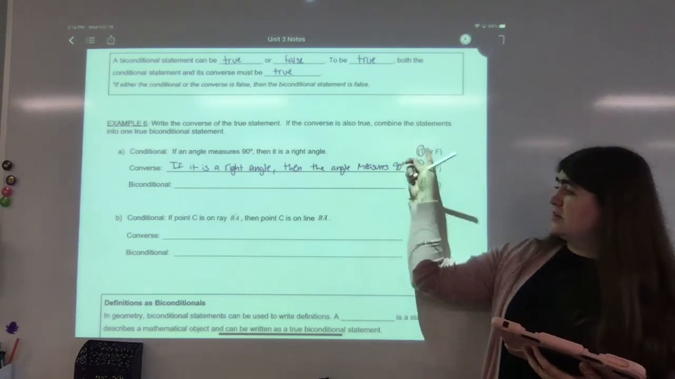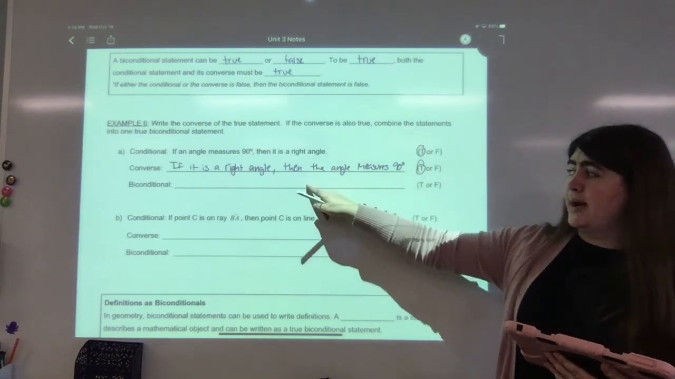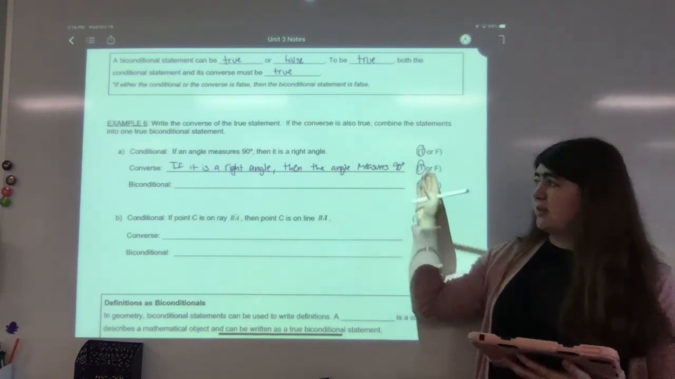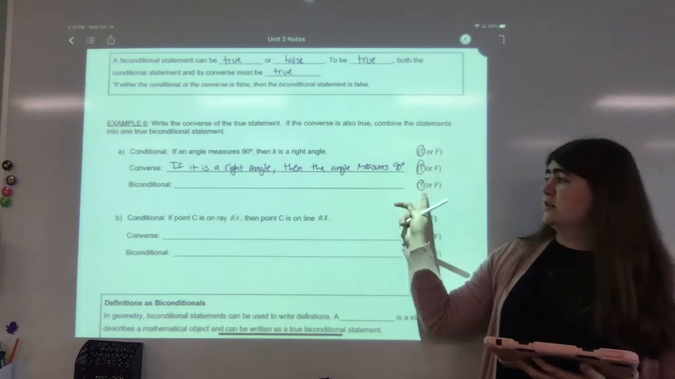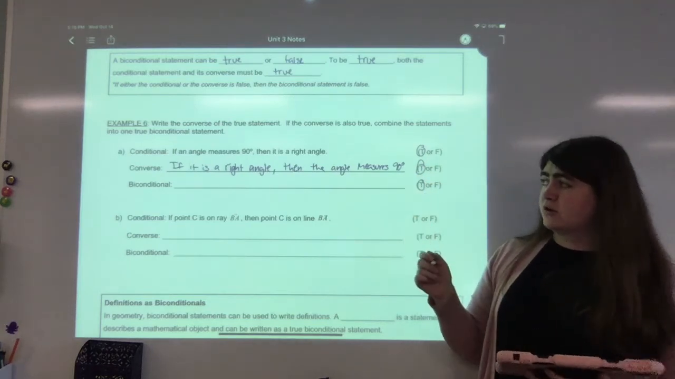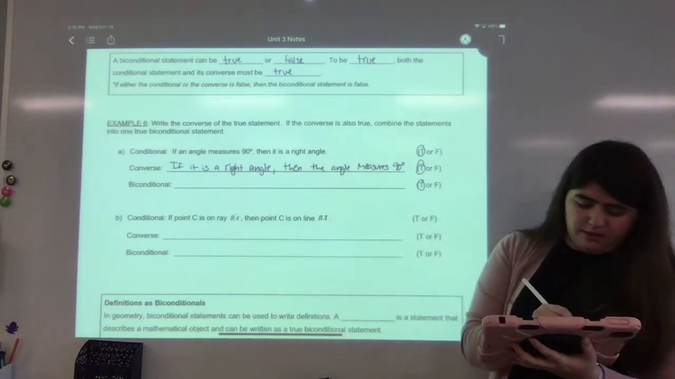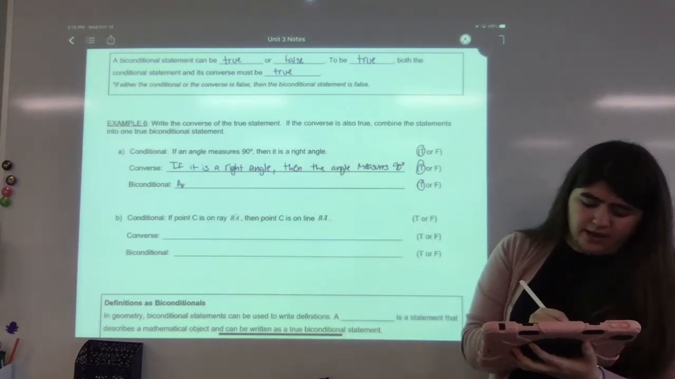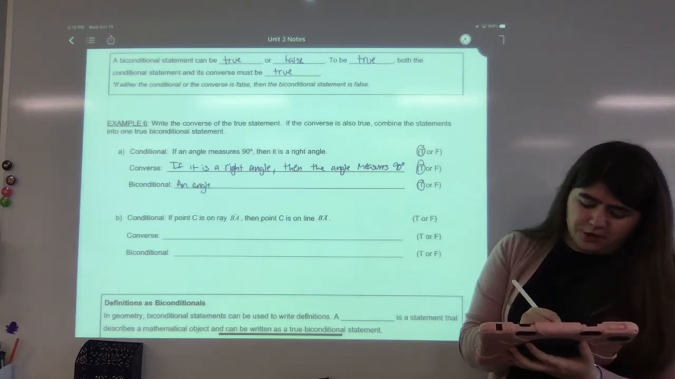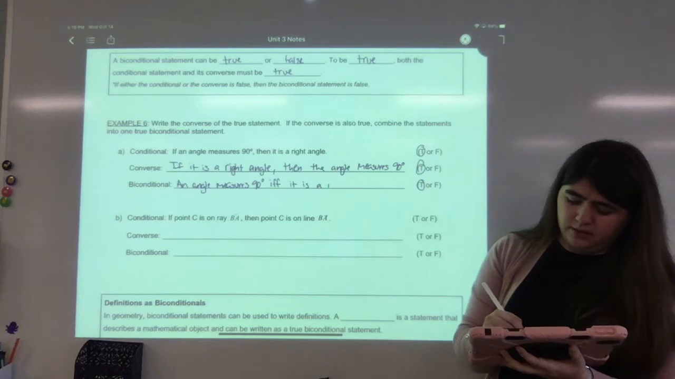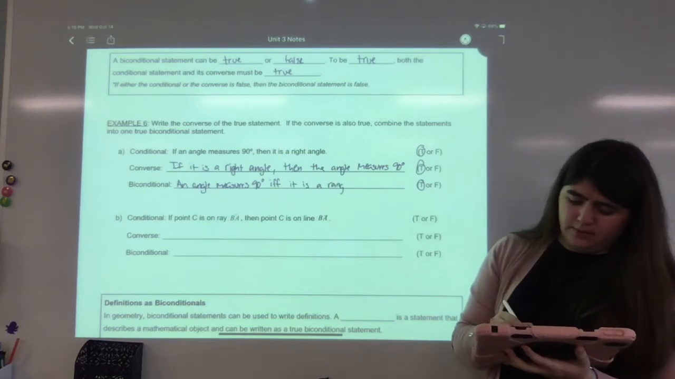Because both of these things are true, now I can put them in a biconditional, and that should also be true. So I'm going to circle that right now because I already know if these two things are true, this is true as well. So my biconditional is an angle measures 90 degrees if and only if it is a right angle. Oop, I'm mixing my words together.